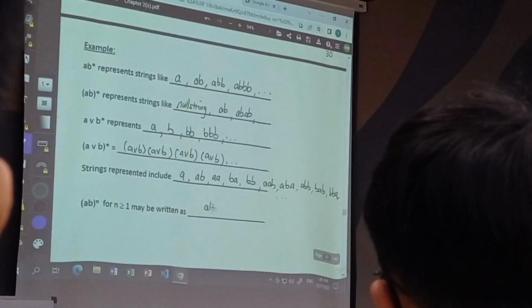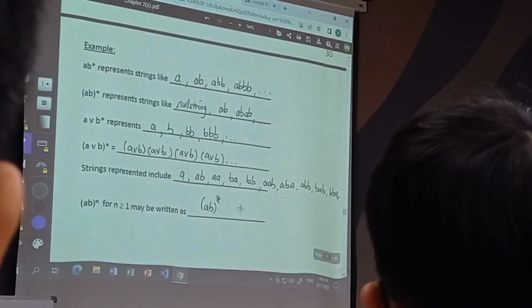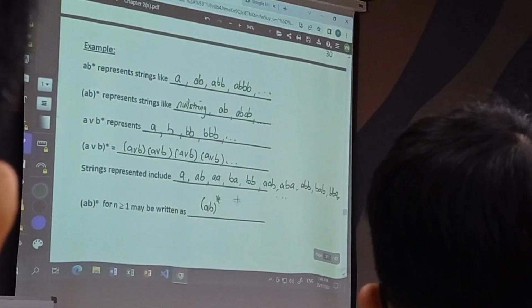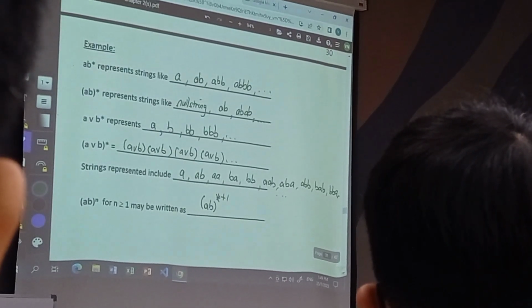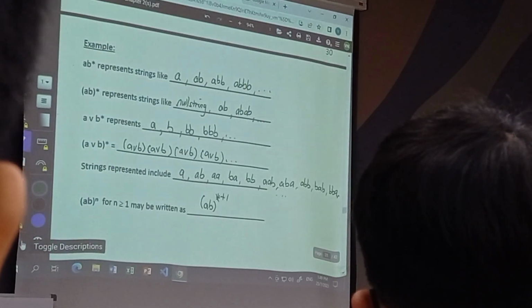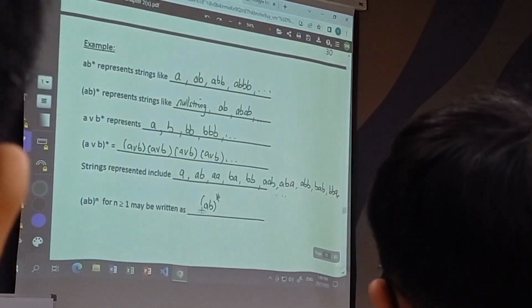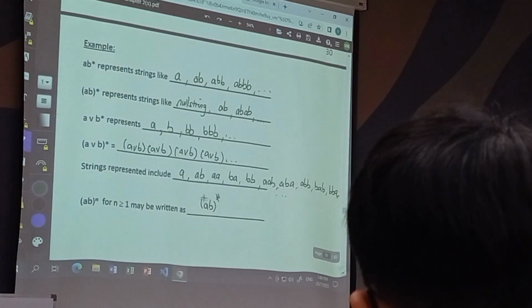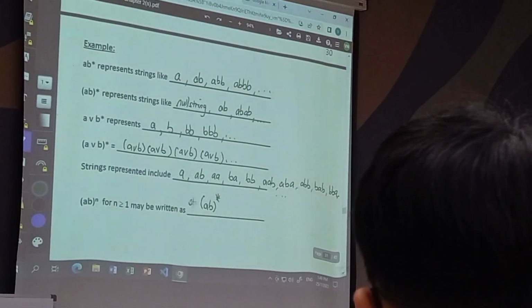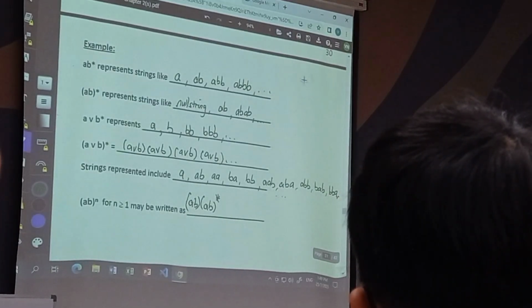Can I just write like this? AB asterisk? Plus 1? This one? Asterisk starts from 0. We never put asterisk plus anything. So how do we tell that we have at least one AB? Write one AB in front. Then I have at least one AB already, right?